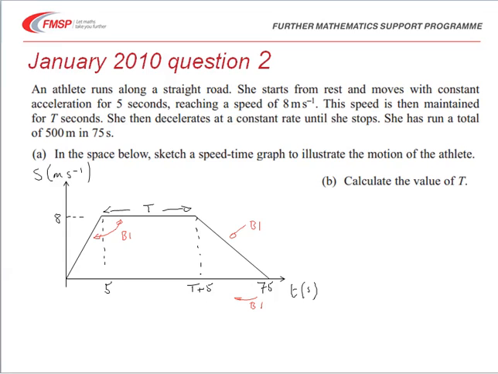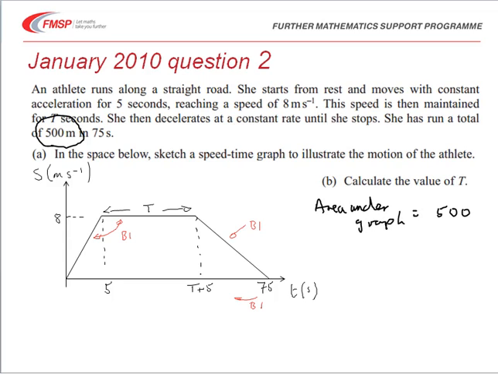The second part of the question then goes on from there and asks us to calculate the time t. Now, the other piece of information that we've been told is that she runs a total of 500 meters. So we need to use the fact that the distance travelled in this case is going to be the area underneath the graph. So the area under the graph is going to be equal to 500.